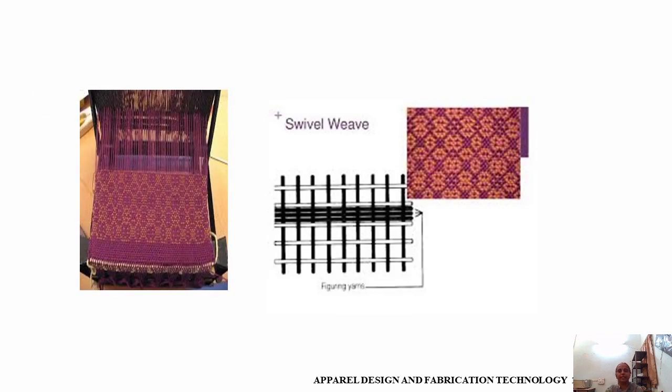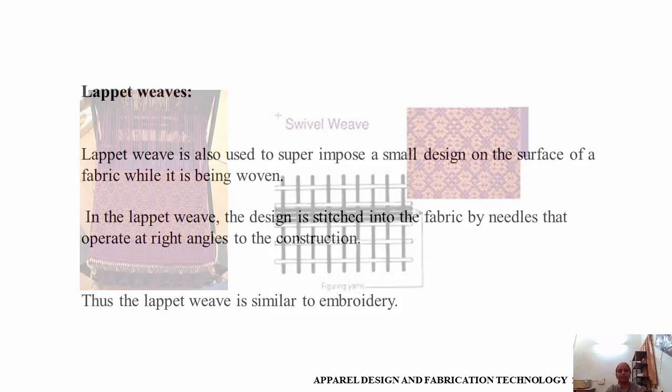This is the diagram for the swivel weave. Small designs or figures are introduced on the fabric while it is constructed on the loom. This is a loom. While it is being constructed, the designs are introduced by passing small rows of small shuttles carrying the filling yarns. After the completion of the fabric construction, the yarns are cut, and if they are not fastened properly, the yarns may pull out and feel rough on the surface.